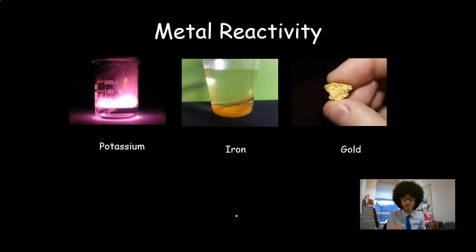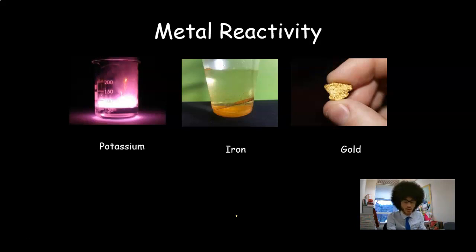And then if you look at gold, which is another example, gold is a very unreactive metal. It doesn't do a great deal if you put it in water. It can stay for hundreds or thousands of years and not do a great deal at all. So we can see on the left-hand side, you've got potassium, which is very reactive, all the way to gold, which is not very reactive at all.